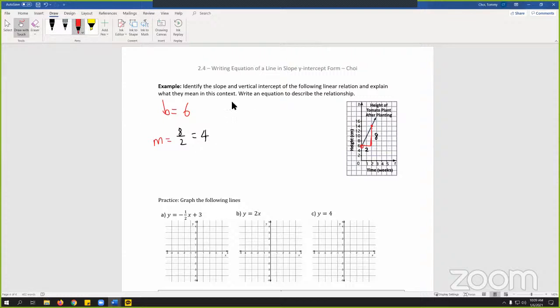Now, what does this mean in terms of this context? Well, the initial height would be 6. So this is the starting height of the plant. And hopefully you guys can understand how I got that. Because if the B is the initial value, that's at time equals 0 weeks. So if nothing has changed and it's already at 6 centimeters, that must be the starting height of the plant. For the slope, however, we can just take the units.